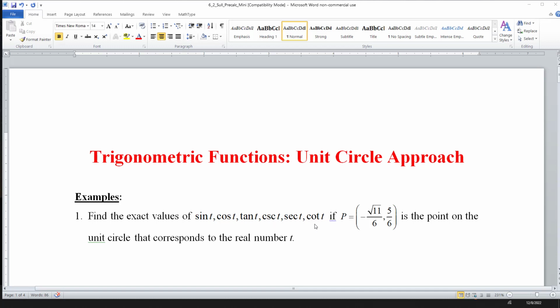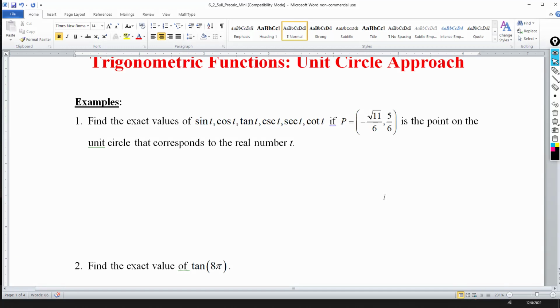secant t, cotangent t. If the point P is the point on the unit circle that corresponds to the real number t, where t represents an angle, we can say it's in radians, it could be in degrees. So here's what you need to know. If you have a unit circle and a point on the unit circle, how do we know this point is on the unit circle? Well, you can test it out.